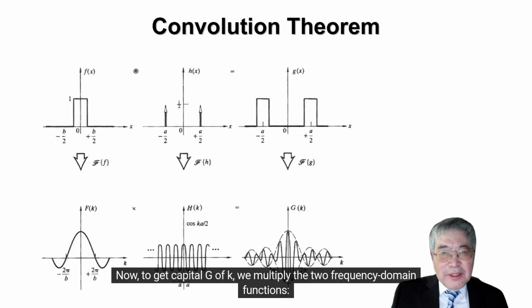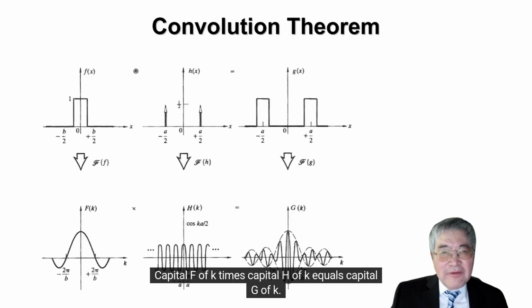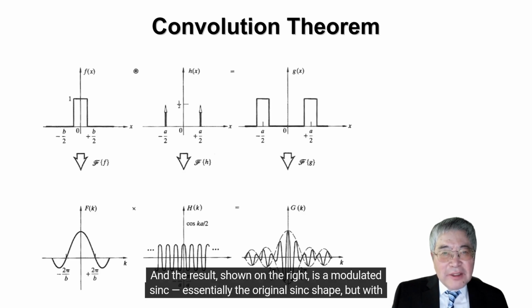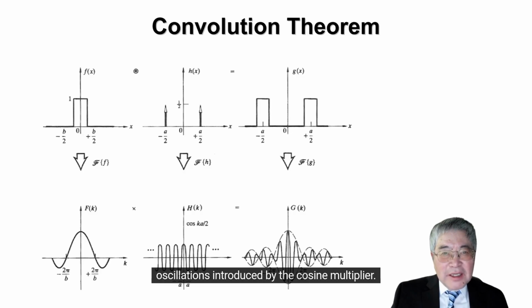Now, to get capital G of k, we multiply the 2 frequency domain functions. Capital F of k times capital H of k equals capital G of k. And the result, shown on the right, is a modulated sinc, essentially the original sinc shape, but with oscillations introduced by the cosine multiplier.